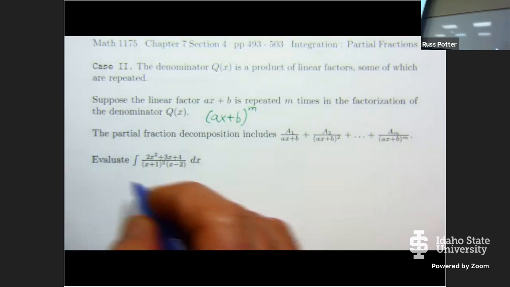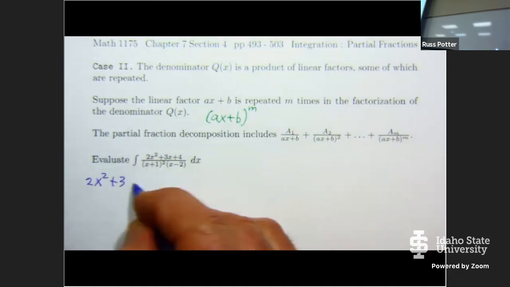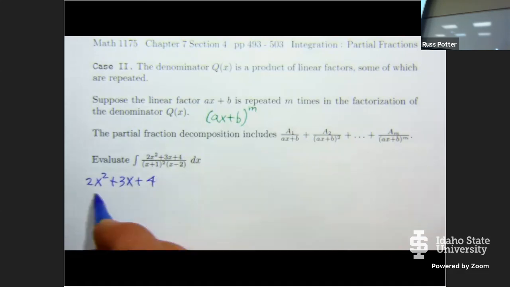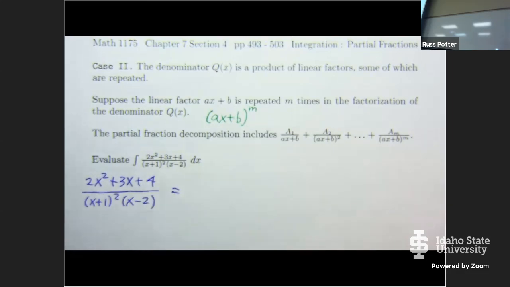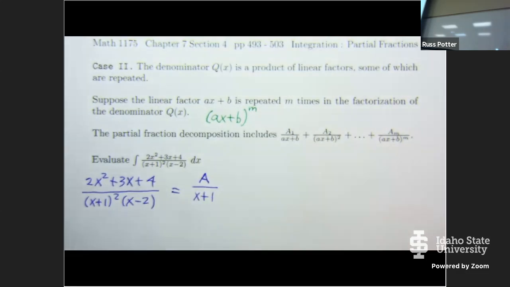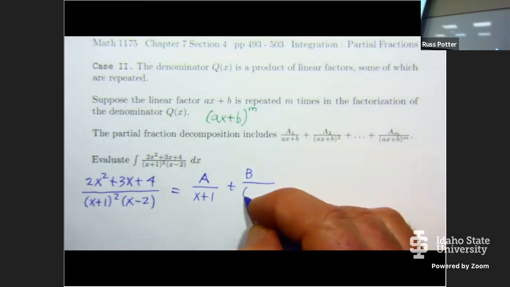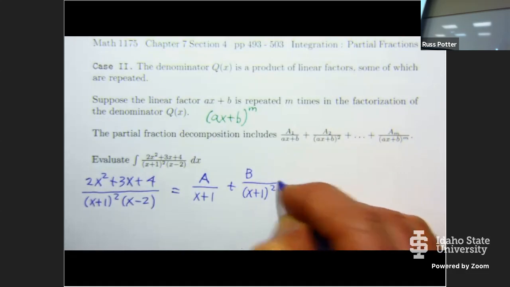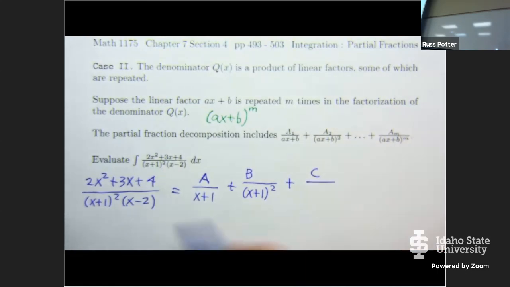Okay, so if we write the result by applying the partial fraction decomposition theorem, then 2x squared plus 3x plus 4 divided by x plus 1 squared times x minus 2 is a over x plus 1 to the first plus b over x plus 1 to the second plus c over the other linear factor x minus 2.